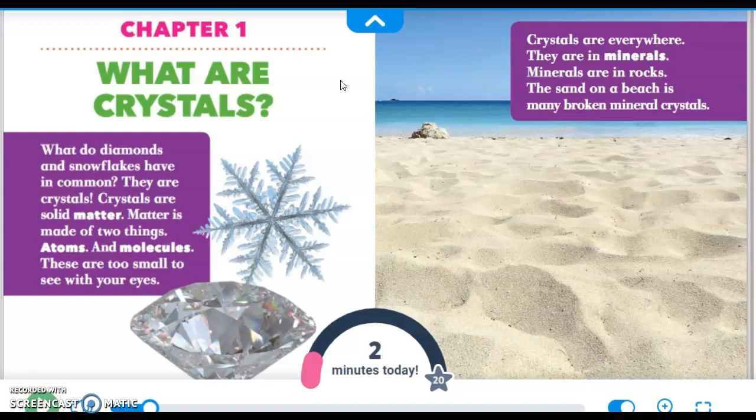Matter is made of two things, atoms and molecules. These are too small to see with your eyes. Again, we have more photographs here. Very beautiful. Crystals are everywhere. They are minerals. Minerals are in rocks. The sand on a beach is many broken mineral crystals.